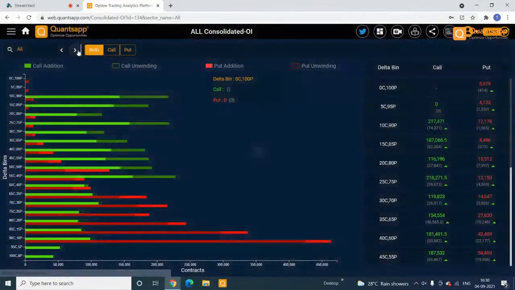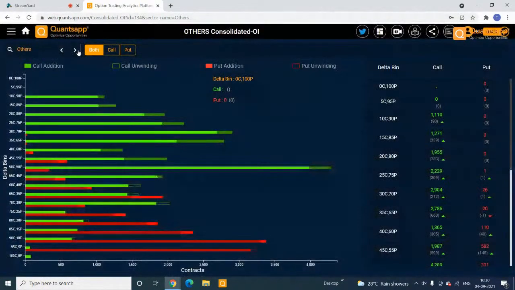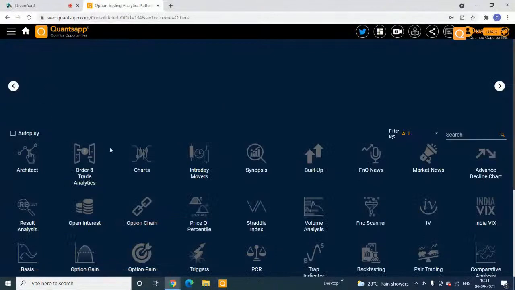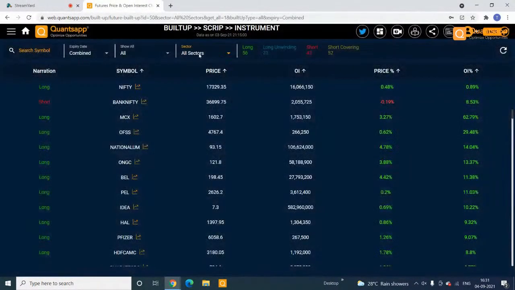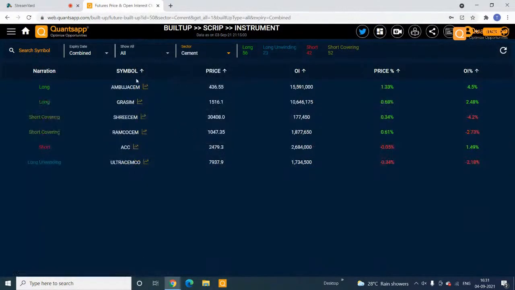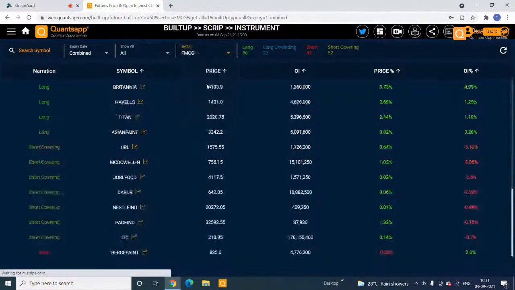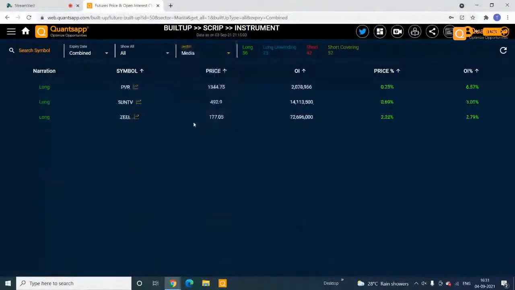Same with fertilizer. And others: a lot of new stocks which have been added, which don't fall in any of those categories, fall under others. If you want to know the components in each sector, you can go to the buildup script symbol. Once you click on anything, you will come to know which stocks are in that sector. Like FMCG, media, you will come to know over here which stocks are in that sector.